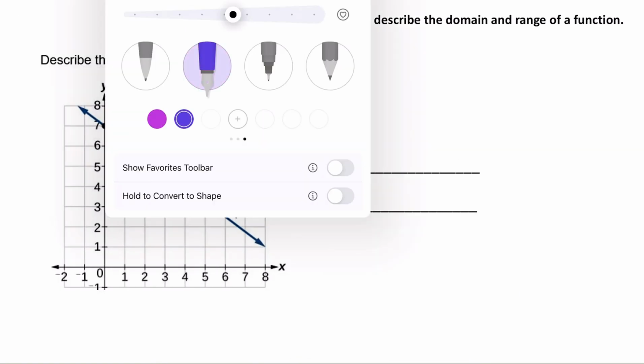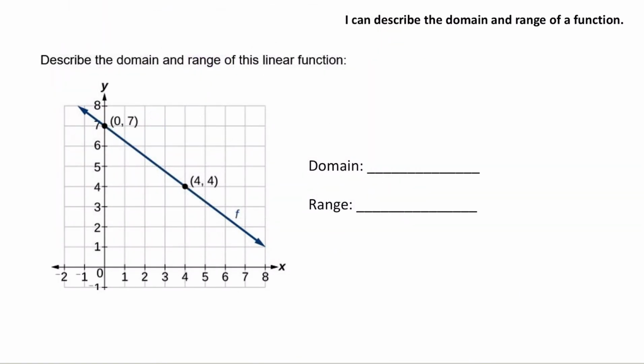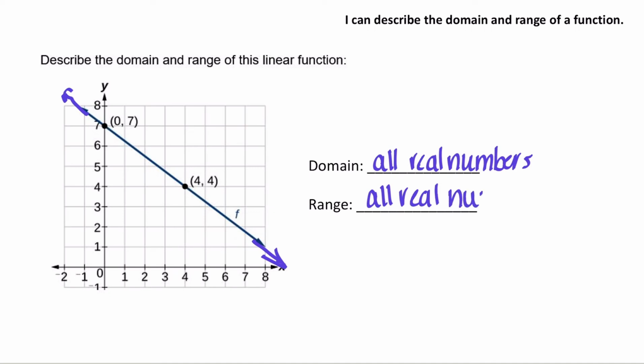So here's a linear function. Let's describe the domain and range. Well, this is a linear function that goes on forever, right? We have the arrows at both endpoints. Remember, that means that the domain will be all real numbers, and the range will be all real numbers, because there's no leftmost or rightmost point, and there is no highest or lowest point. This graph will go on forever.